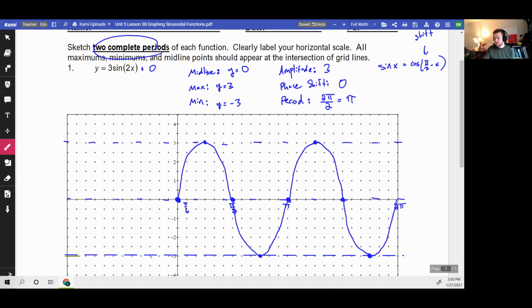1, 2, 3 down here. 1, 2, 3 up here. 1, 2, 3 up here. 1, 2, 3 down here. I could add more if I want, but 2 periods gives you that nice sine curve.